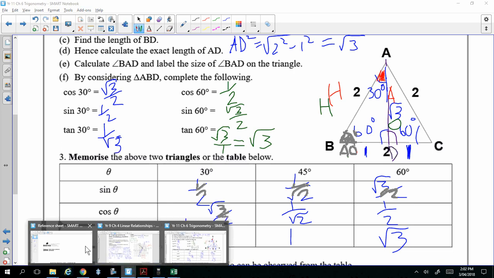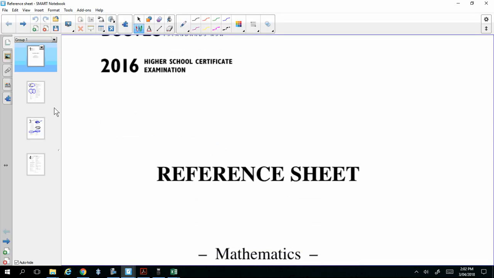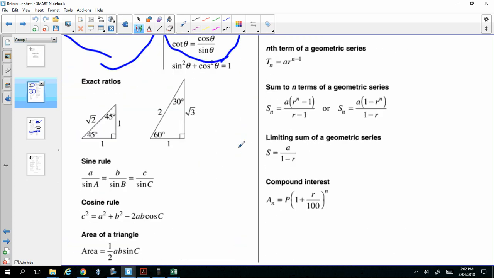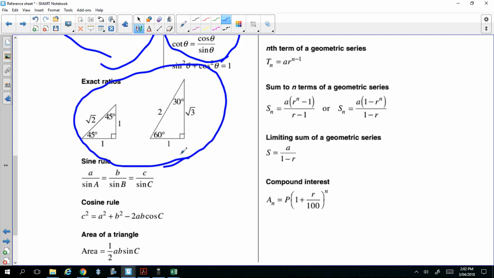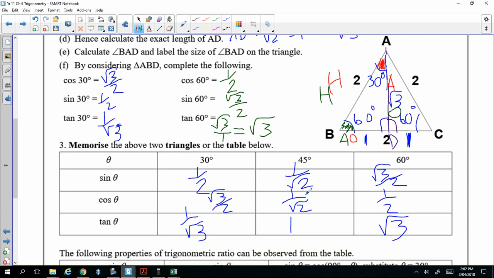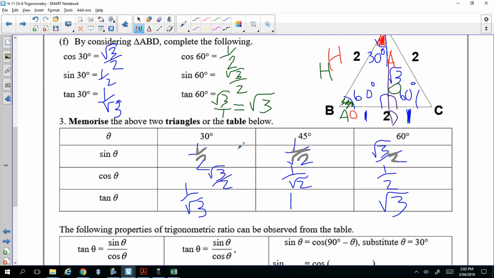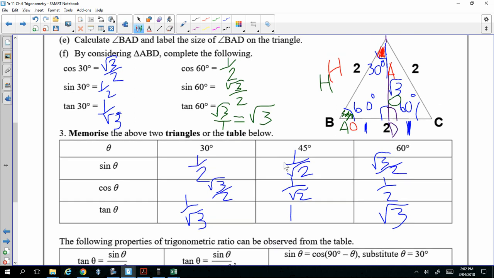So let's scroll down. It's on the first page of your formula sheet. It's right there. So it's given to you, but you have to calculate it each time. So I recommend you memorize the table instead. Try to memorize the above two triangles or the table, but I prefer to memorize the table because it's much quicker. Okay, any questions? All good, so memorize this.